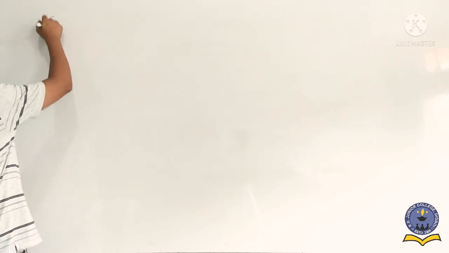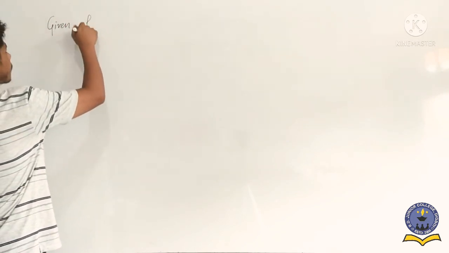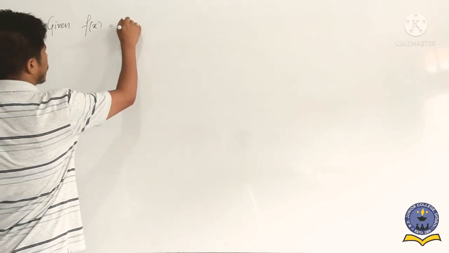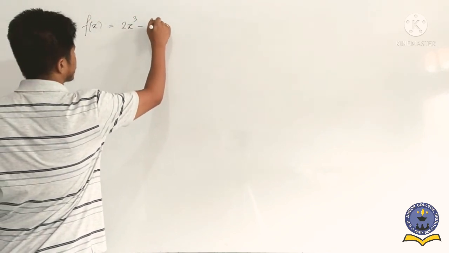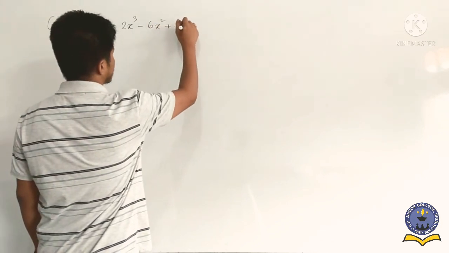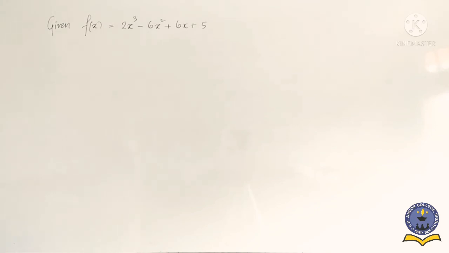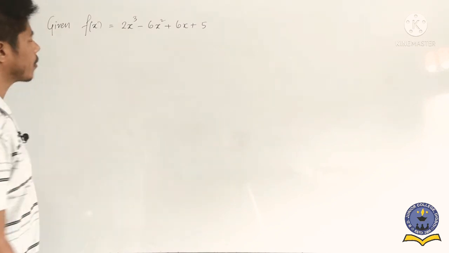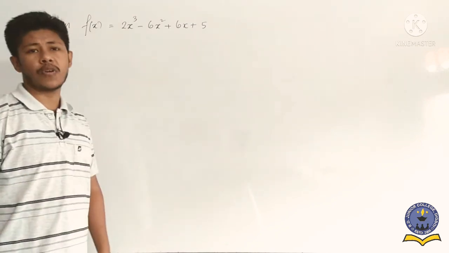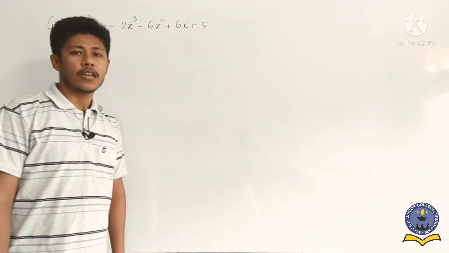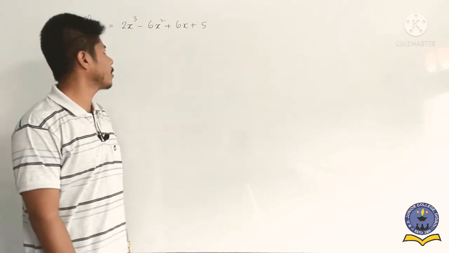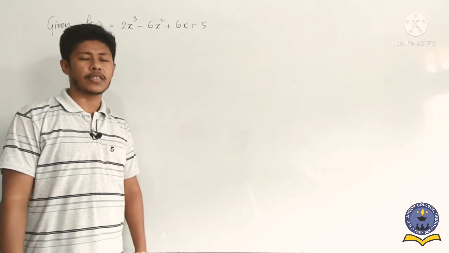If we start the solution, given f(x) equals 2x cube minus 6x square plus 6x plus 5. Let us verify this one more time: f(x) equals 2x cube minus 6x square plus 6x plus 5. This is the function given here, and now we have to find the local maximum values and local minimum values. So here we have to apply the second derivative method, with the help of which we find the local maxima and local minima values.